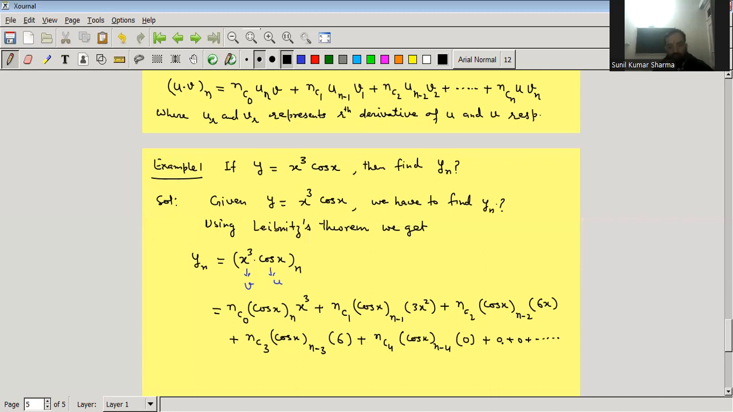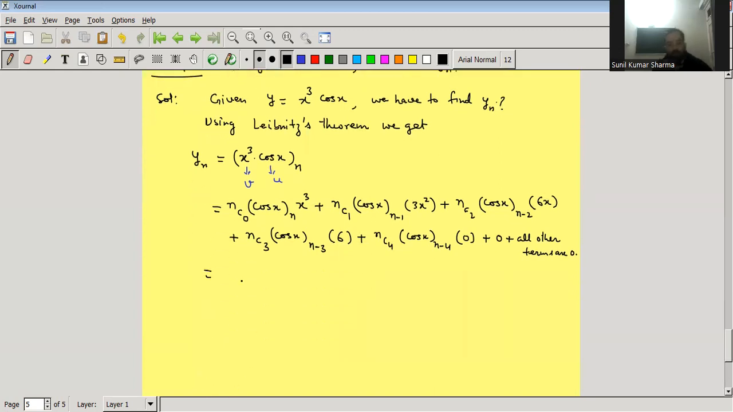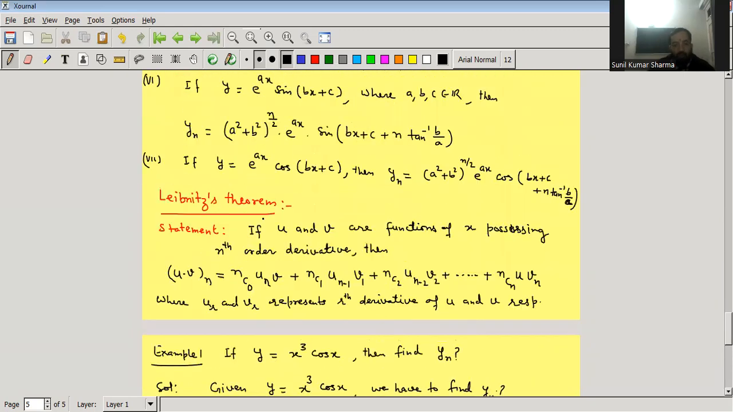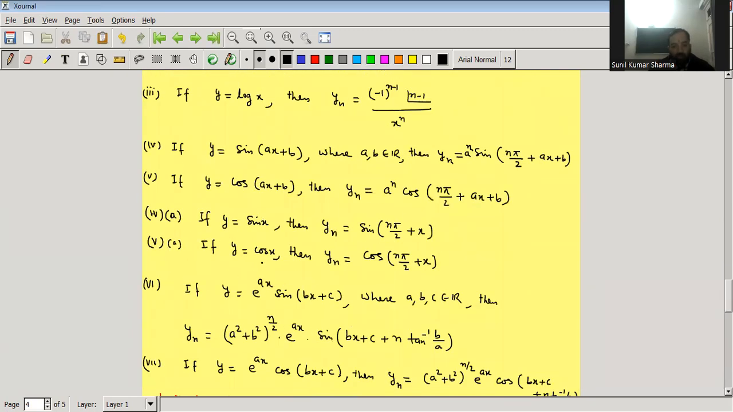So we can write plus 0 plus all other terms are 0. So nC0, that is 1, and cos x n-th derivative. We have already found the n-th derivative of cos x. So y is equal to cos x, then the n-th derivative is equal to cos(n pi by 2 plus x).